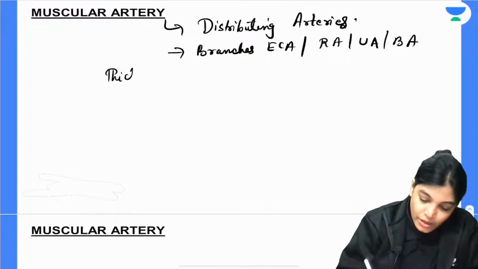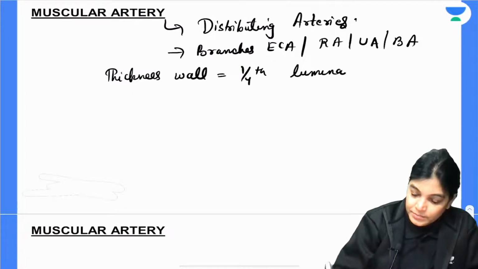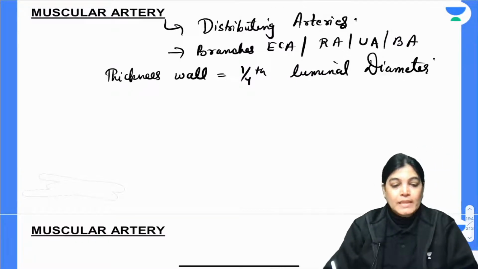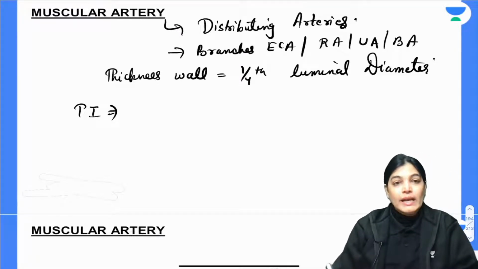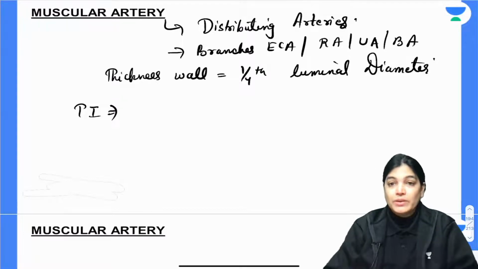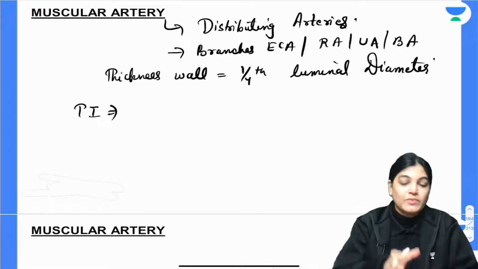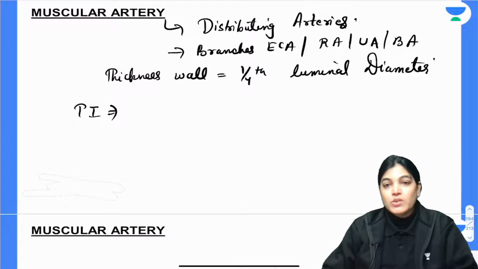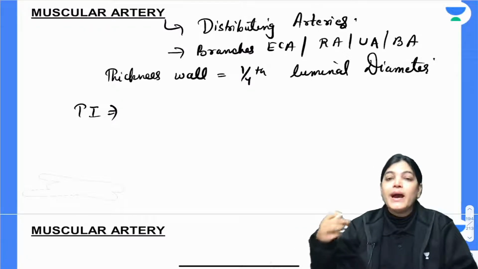So here the thickness of the wall is 1/4 of the luminal diameter. Here also we will study the layers. The innermost layer is the tunica intima. It mainly consists of endothelium, with no subendothelial connective tissue, and it has a very clearly visible internal elastic lamina, which marks the demarcation between the tunica intima and tunica media. It is clearly visible in the muscular artery because the amount of elastic fibers is less compared to the elastic artery.